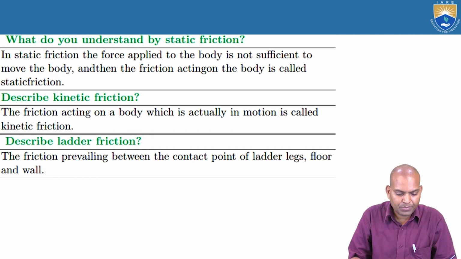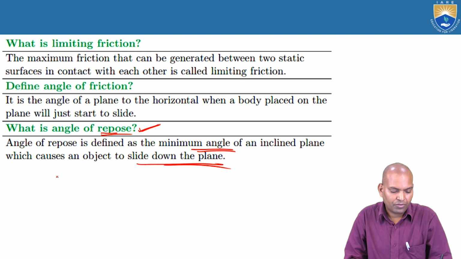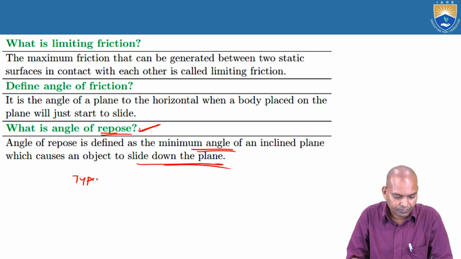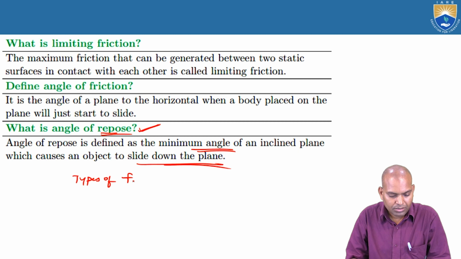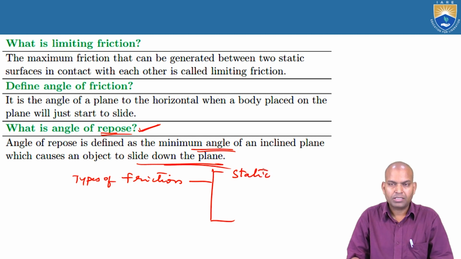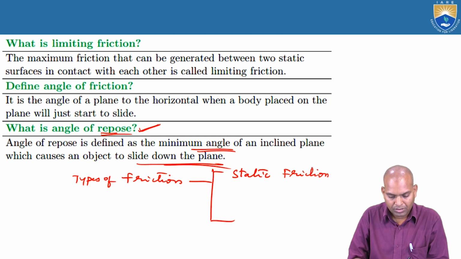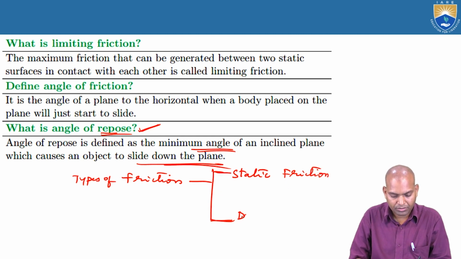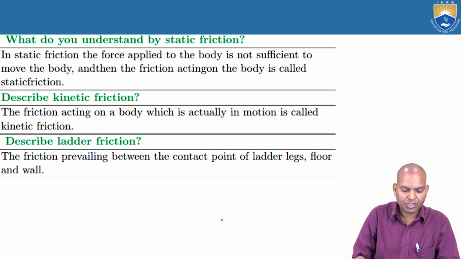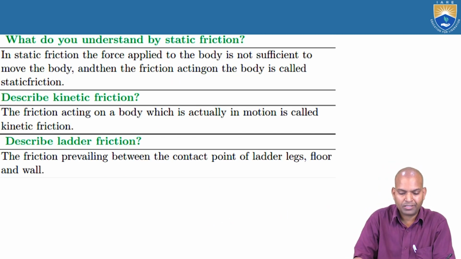Now there are various types of friction, as I mentioned. Types of friction: there are two types. One is static friction, and the next one is dynamic friction. Again, in dynamic friction, there are two types.